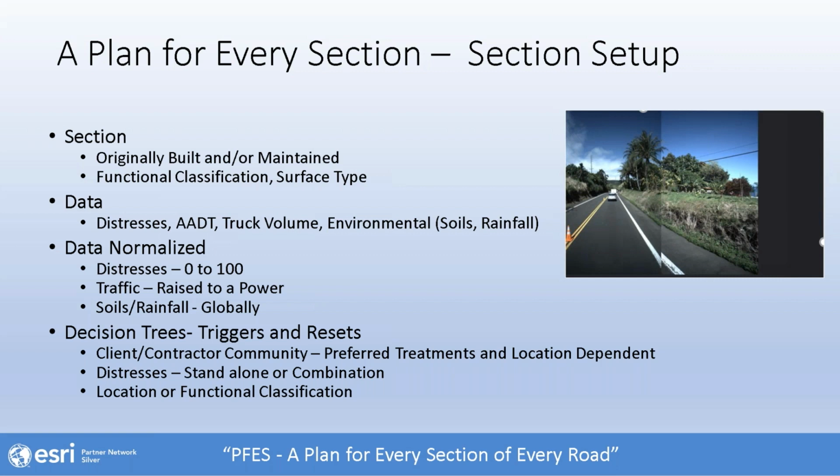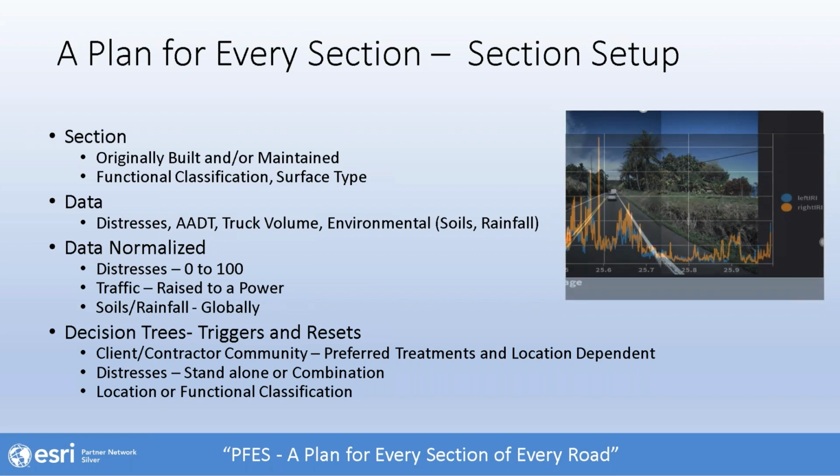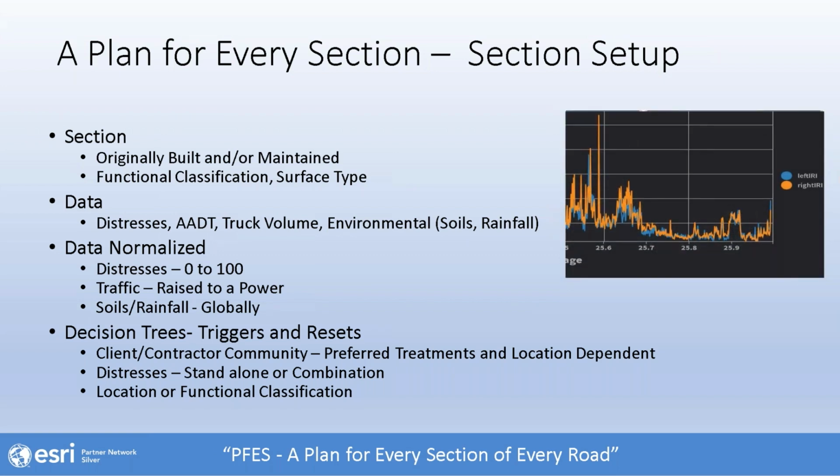And the way we do it is we divide their road up into functional class. So first of all, we figure out where their interstates are versus their local roads, their surface type, concrete versus asphalt. Then we apply the distress. And the distress you're looking at here is the IRI, the roughness of the road. And there's a clear break at 25.7, where the road was very rough before and now it's relatively smooth.